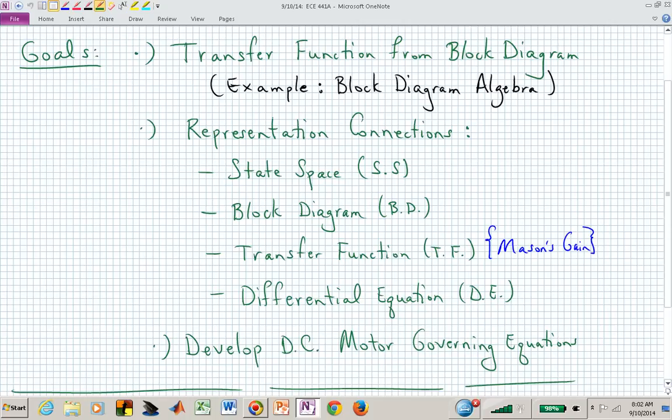Then we will get into, with another example, a progression through the different representations. We will begin with a state space, and I may abbreviate that as SS. We will go to a block diagram, BD. From the block diagram, we will obtain a transfer function, and I'll illustrate a very basic form of Mason's gain, which is not too elaborate in the example that I've selected, but it extends to many more complicated scenarios. Then I hope you remember how to obtain differential equations from a transfer function. We'll do that. And I don't know, maybe we won't get into the governing equations of a DC motor. Maybe I'll just start going back and forth between different models, and this will be our model connection or representation connection lecture today. And Friday, we'll start playing with that DC motor.